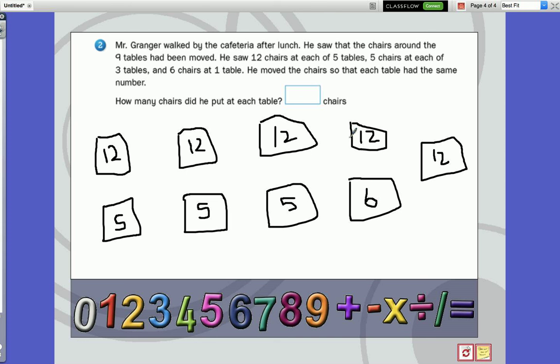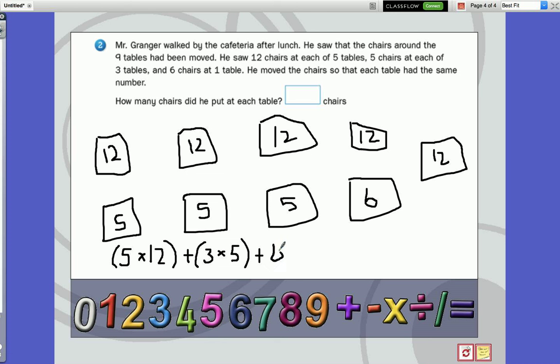So he took all the chairs and he moved them so that each table had the same number. The first thing that I want to do is find out how many chairs were in the cafeteria. To do that, I would have to add all of these up. Now there's a shortcut because I see that there are 5 groups of 12. So I'm going to do 5 times 12 for part of my problem. And I see there are 3 groups of 5. So I'm going to do 3 times 5. And then there's just 1 6. So then I can add the 6 on at the end.